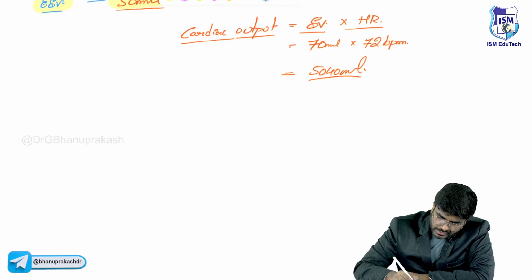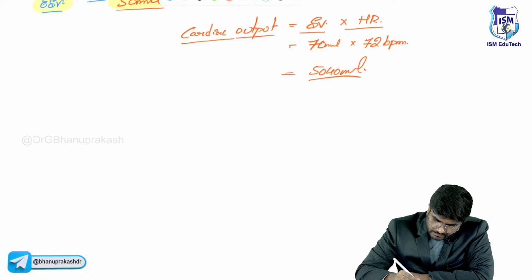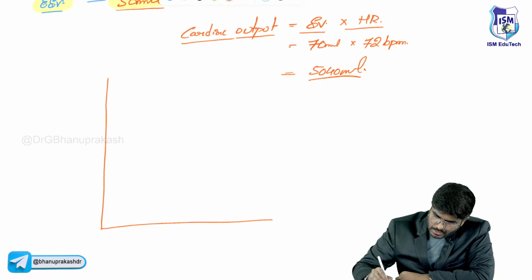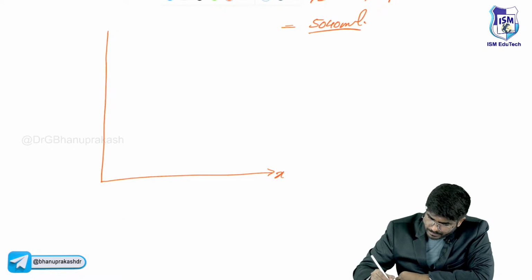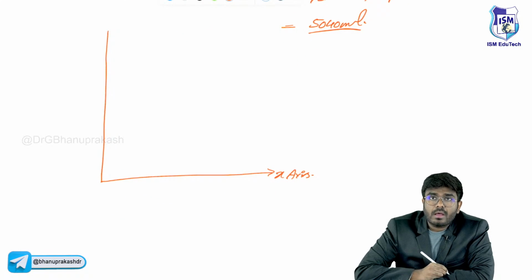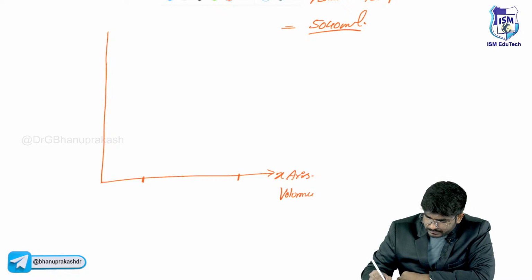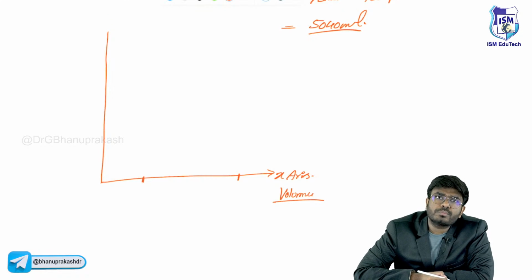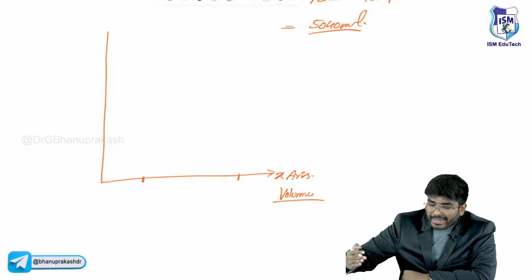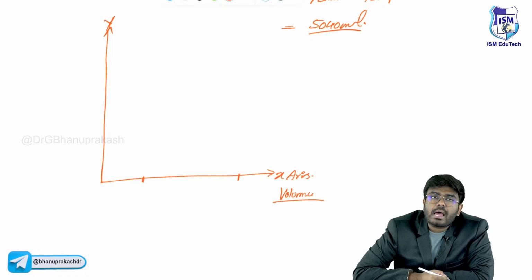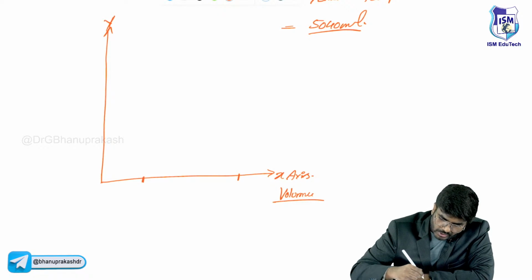I'm going to plot a graph now. Okay, I'm going to make a graph. On the x-axis, I'm going to talk about the volumes. Which volumes? In the heart, there is end-diastolic volume, end-systolic volume, stroke volume. On the x-axis, I am going to discuss the volumes. On the y-axis, look, here, this is the y-axis. On the y-axis, I am going to discuss the pressures.